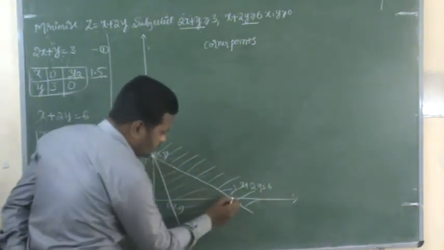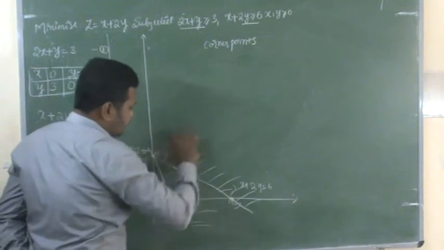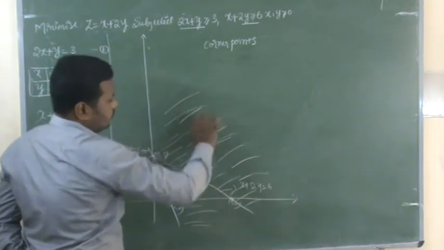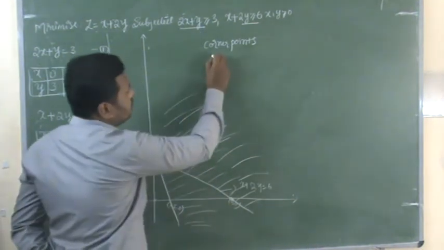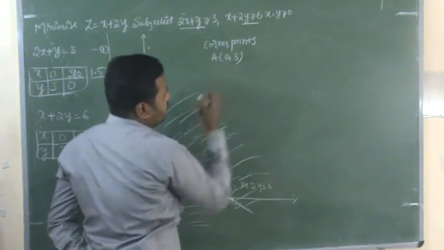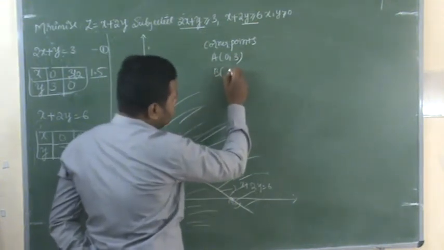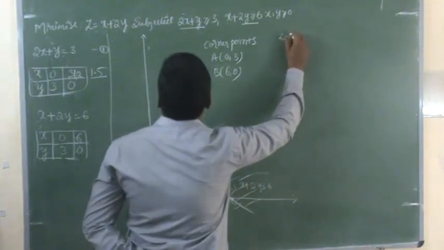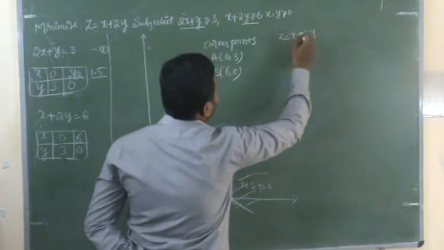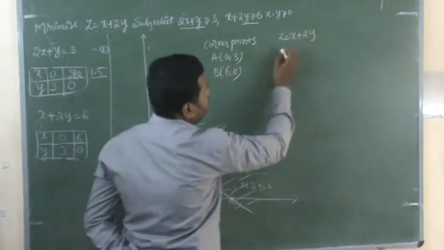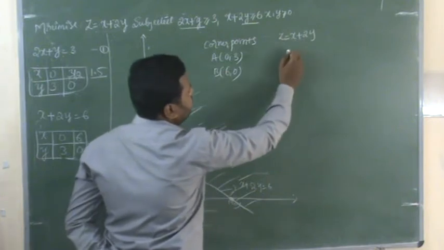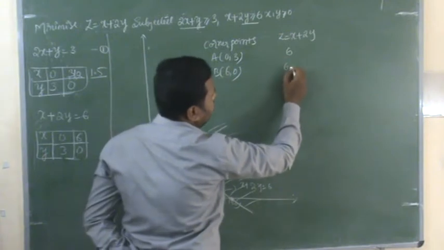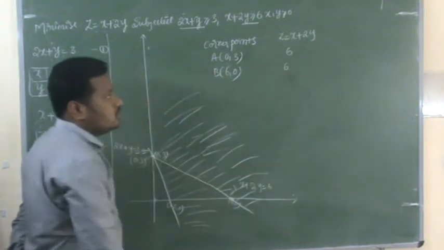These two are the corner points. The shaded region is like this. Corner points: point A is equal to (0, 3) and point B is equal to (6, 0), and corresponding to Z is equal to x plus 2y. Here x is equal to 0, y is equal to 3, so 2 into 3 is 6. Here x is equal to 6, y is equal to 0, 2 into 0 is 0.